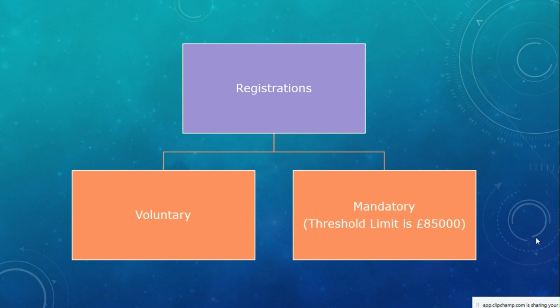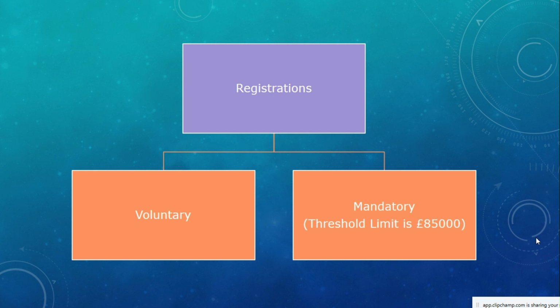So this is the threshold limit which authorities set out. If the consolidated sales value of all the invoices you have raised exceeds 85,000, then you are required to get mandatory registration.